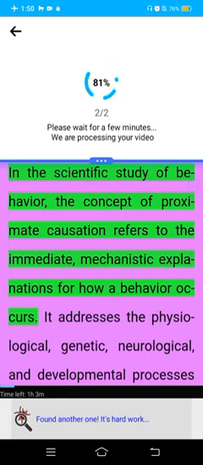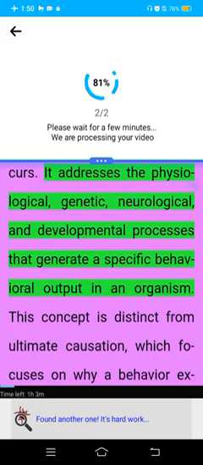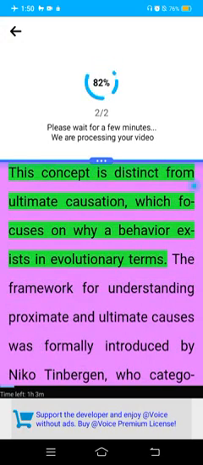In the scientific study of behavior, the concept of proximate causation refers to the immediate, mechanistic explanations for how behavior occurs. Physiological, genetic, neurological, and developmental processes that generate a specific behavioral output in an organism. This concept is distinct from ultimate causation, which focuses on why behavior exists in evolutionary terms.